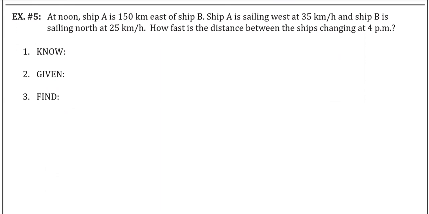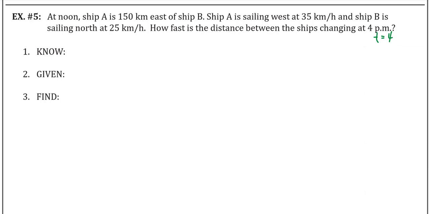Next example. At noon, a ship, A, we're going to call it, is 150 kilometers east of ship B. Ship A is sailing west at 35 kilometers per hour, and ship B is sailing north at 25 kilometers an hour. How fast is the distance between the ships changing at 4 p.m.? So, a couple things to note here is that you have a time change of 4 hours. So that 4 p.m. gives us a t of 4. Okay, so we need a picture.